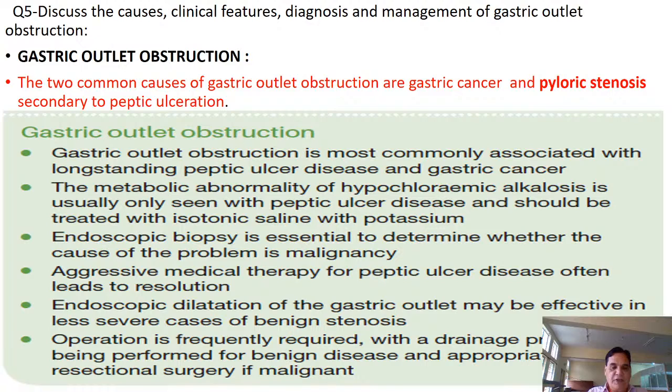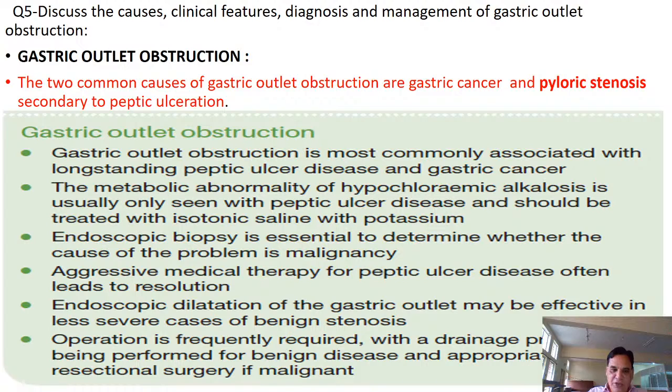So go into details of this. Gastric outlet obstruction is most commonly associated with long-standing peptic ulcer disease and gastric cancer, the etiology. Pathology: the metabolic abnormality is hypochloremic alkalosis. You see here, the chlorides are lost. Hypochloremic alkalosis because of vomiting is usually seen in peptic ulcer disease and should be treated with isotonic saline and potassium. In cases of carcinoma stomach, this type of hypochloremic alkalosis is less seen.